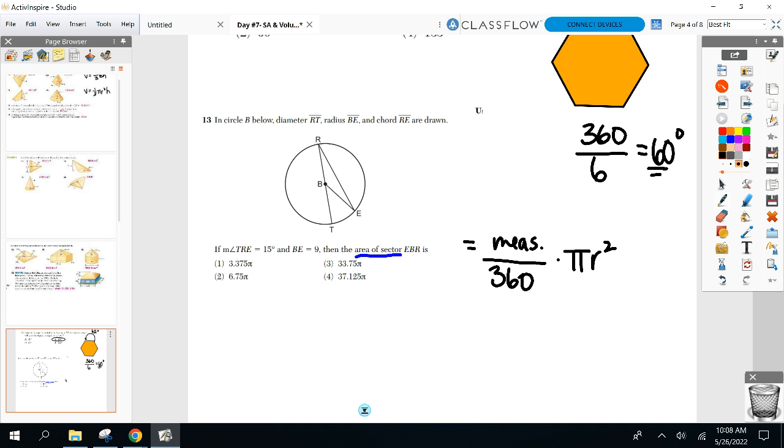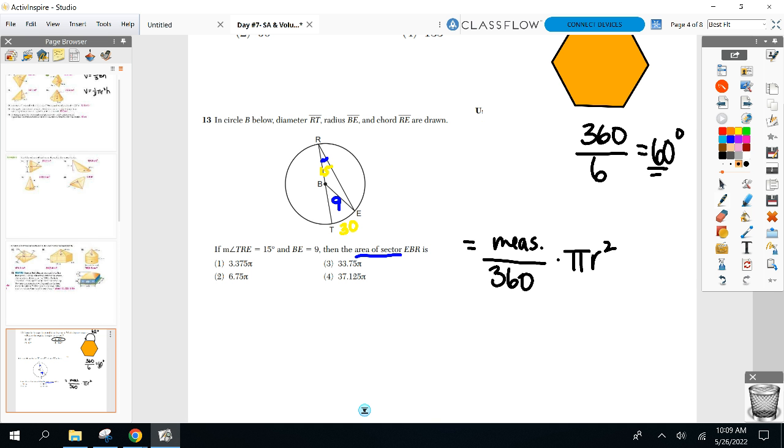All right. So let's go to the diagram now. BE is 9. What's BE? Radius. All right, so I got R. That's perfect. TRE, this angle right here, 15 degrees. Anybody remember what type of angle that is from your circle days? Inscribed. How do you find it? Half, right? So if that's 15, what's TE? Everyone good? That's 30. But, be careful. I'm not plugging in 30, though.